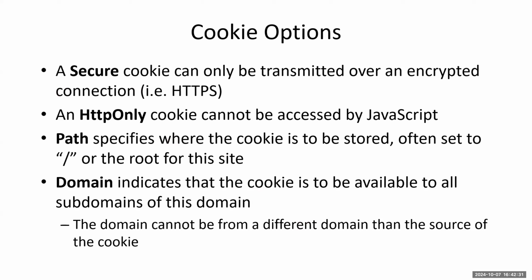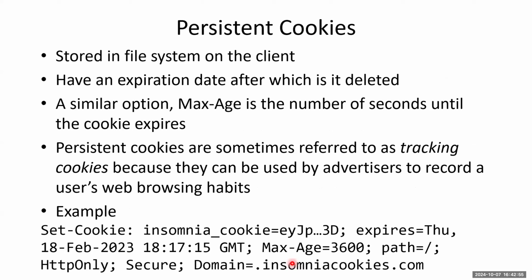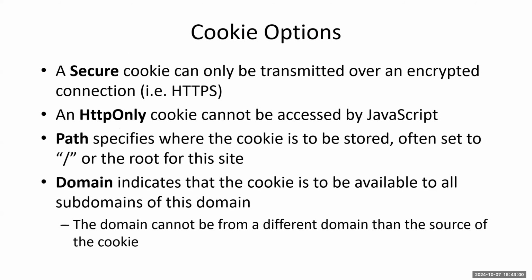The path specifies where this cookie is supposed to be stored. I've noticed it's often set to / or the root for that site. You do that unless you have some special cookie. And then domain. Domain indicates that this cookie not only works with this one website you went to, but it works for all web pages in this domain. So your domain might be like ncat.edu, or in the previous example, it was insomnia.com, insomniacookies.com.